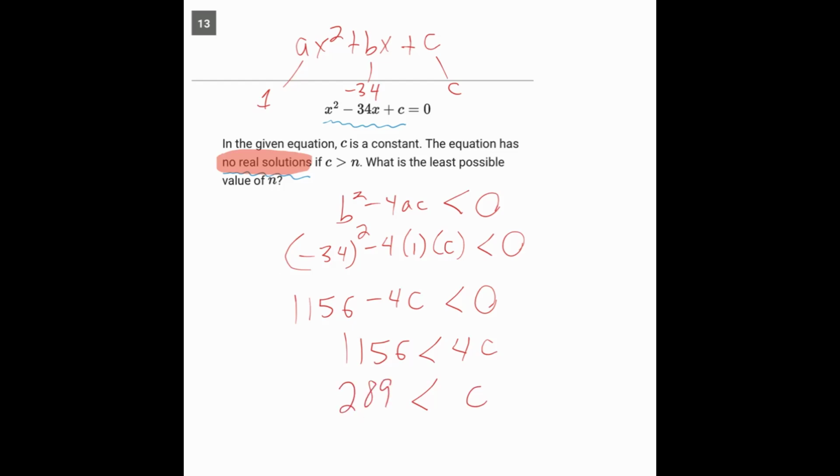So now it makes sense that in the beginning of this question, we were hearing this would only work out a certain way as long as c is greater than some number. And so right now, if we reverse this, we have c greater than 289, and that inequality makes sense.